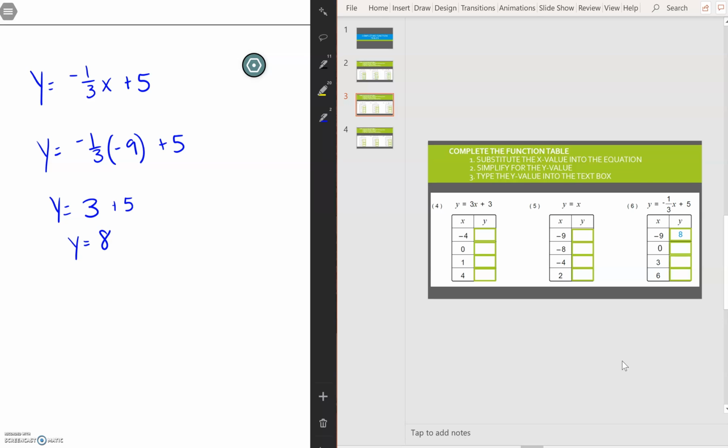All right, so the rest of them are up to you. So it is your assignment. Again, it's just simplifying, so when you substitute the value in, it's PEMDAS, so make sure you take care of any parentheses, multiplication, division before you take care of the addition or subtraction.